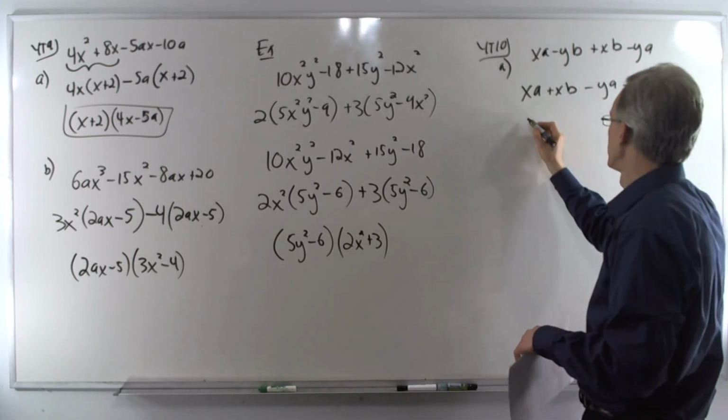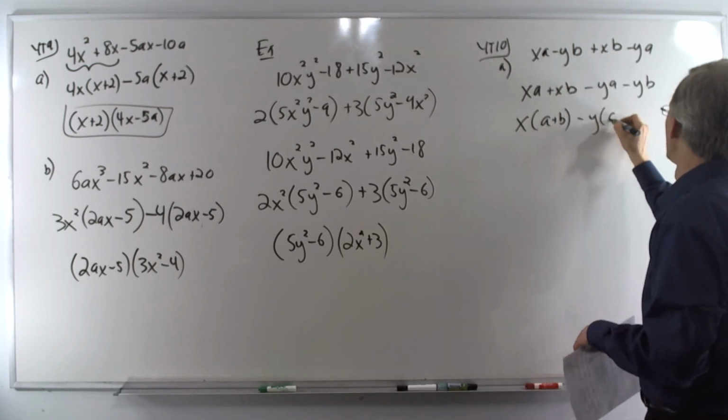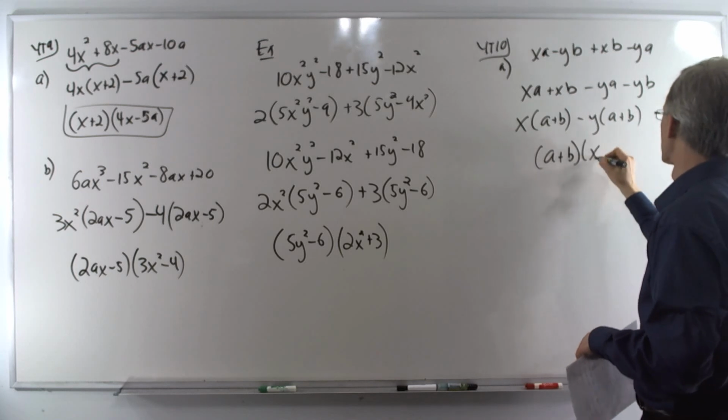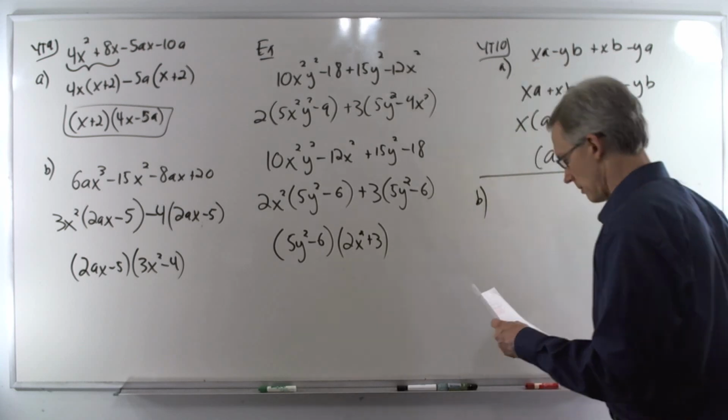Now we can factor out an x here and get a plus b. And here I can factor out a negative y and get a plus b. So that gives us a plus b times x minus y. Part B.